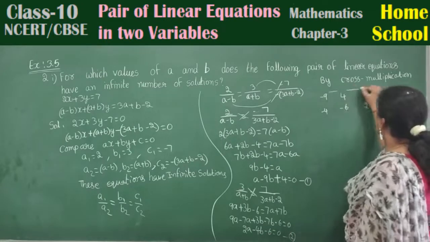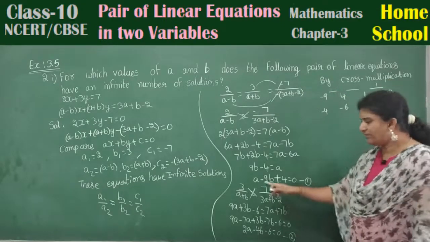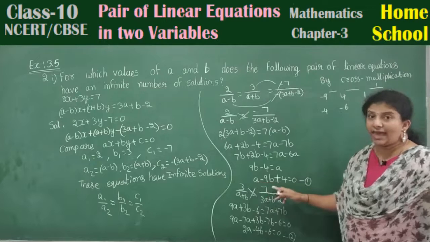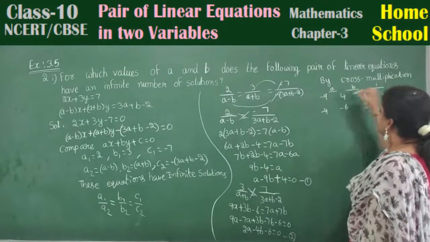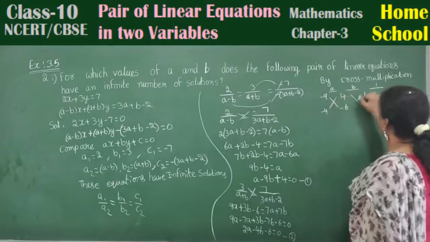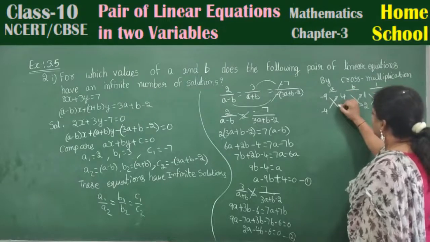Now observe here, what is the letter I need to write here? Not X. What is the variable you are having here? A and B. Write it here A and this is B and this is 1. Cross multiply. Put arrowheads. Okay.